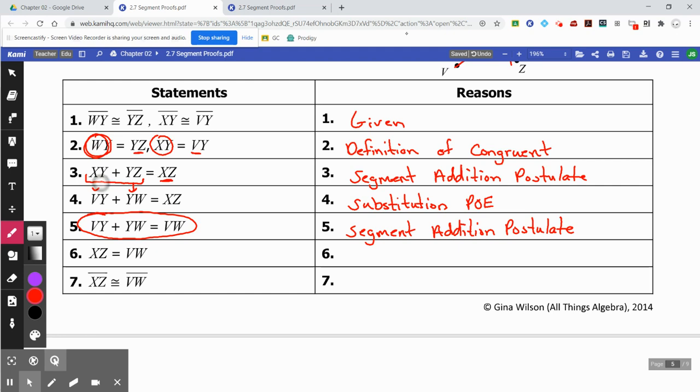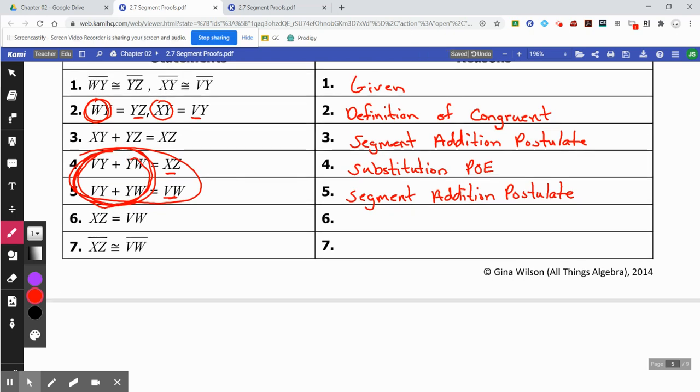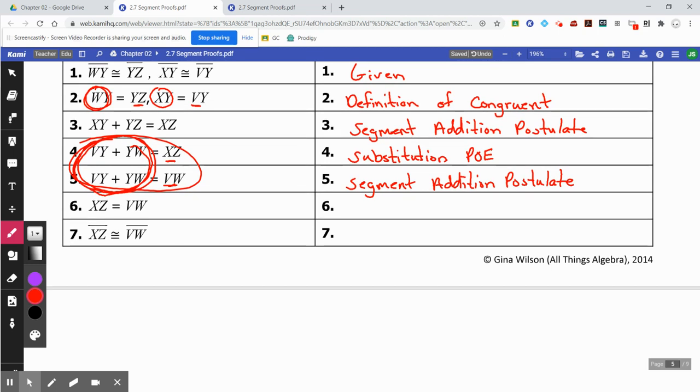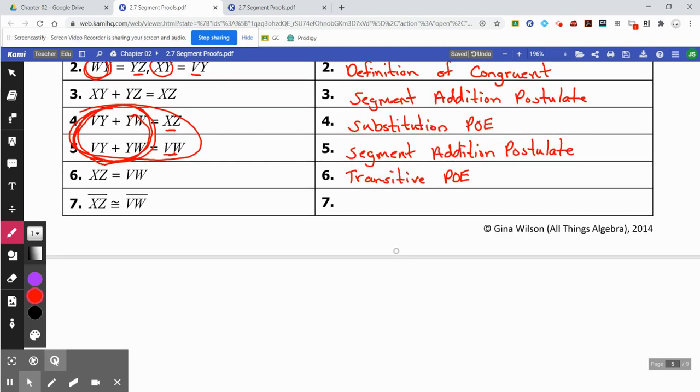But now look what we can do. We can combine statement 4 and 5. There we go. Look, they're both XZ and VW now. Since you replace these over here, they're now equal to identical things. And since they're equal to identical things, then they must be equal to each other. And that's going to be your transitive property, which pretty much finishes up the problem. Since they're equal to each other, we know that they're congruent to each other by the definition of congruence.